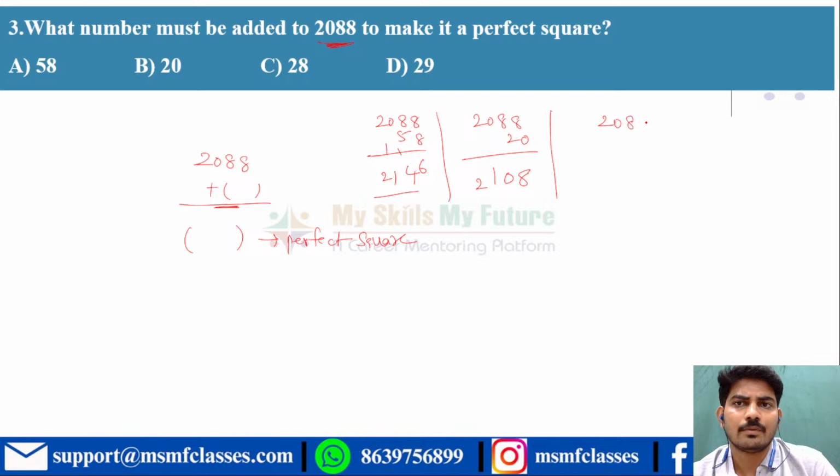And 2088 when added with 28, it will be 2116. Let me check the remaining option also. 2088 when added with 29, it will be 2117.